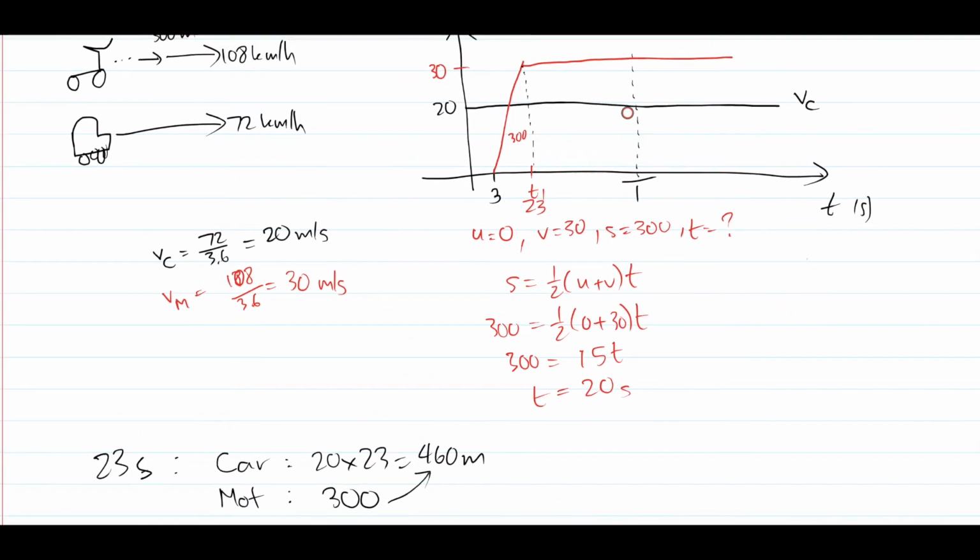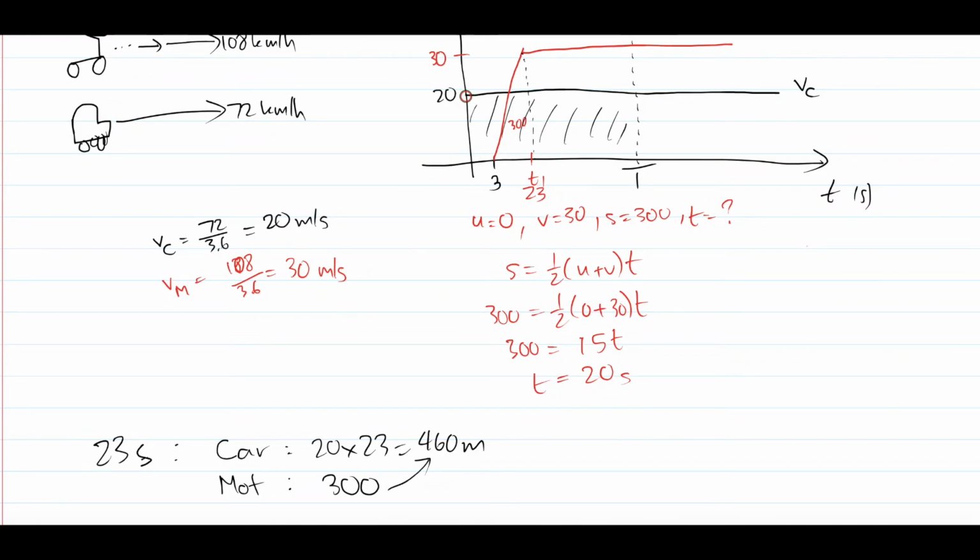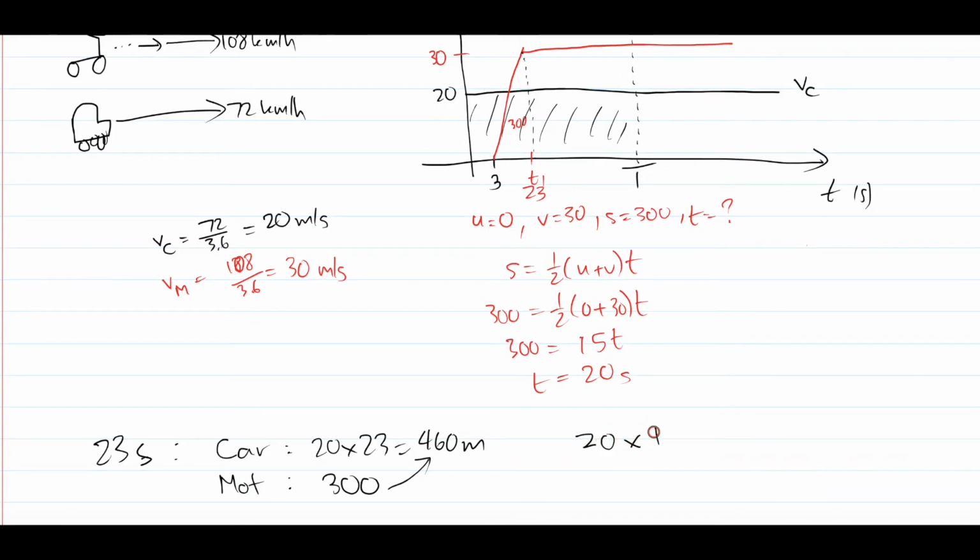So how do you do that? Once again, just get the area for the car, which in this case is 20, your velocity, times t, your time, to get your distance. 20 times t, and we let that equal 300, the area for the 3 to 23 right here, plus (t minus 23) to get your length, times 30 to get the area for that rectangle right here. Then you just solve for t.